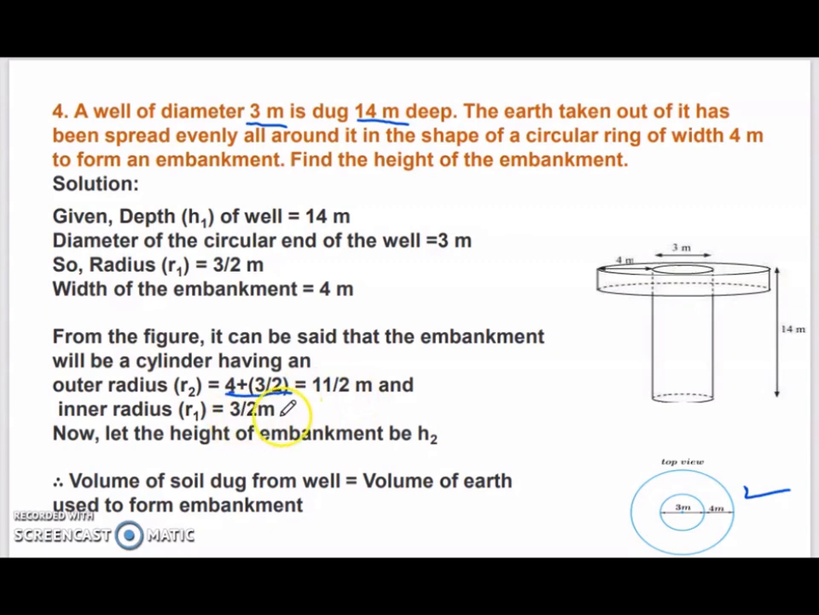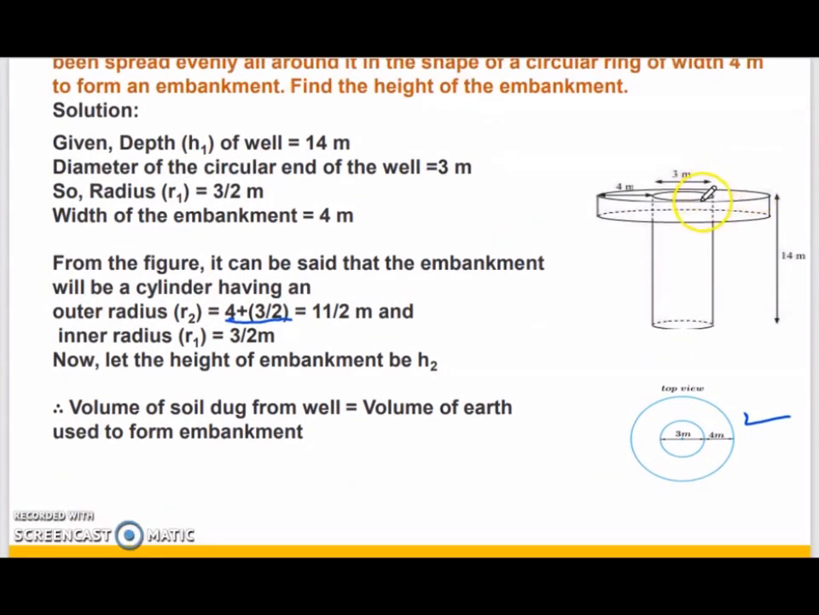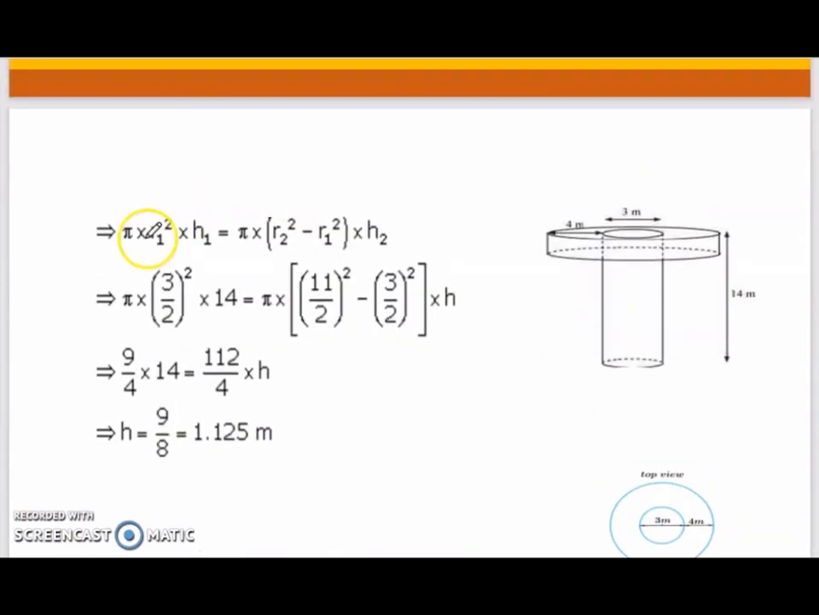So this is outer radius, this is inner radius. Height, let us assume it as a variable now. We have to find that variable. So h1 we will take as the height of this cylindrical well and r1 as the radius of this. So for the embankment we can take h2. Then you have to equate the two volumes. Pi r1 square h1, this is volume of the well. And this one, pi into r2 square minus r1 square into h2. This is volume of embankment.